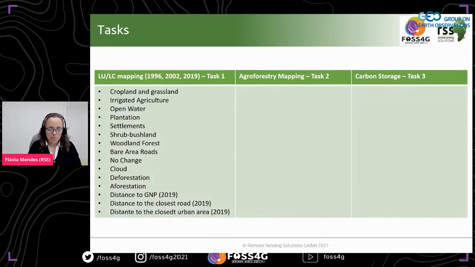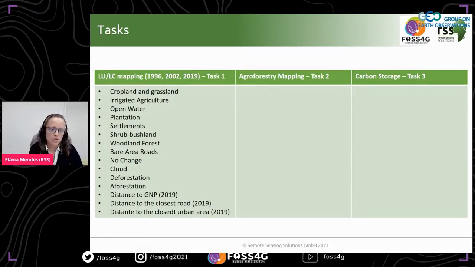So now I'm going to talk about this first task. We were mapping many different land uses. As you can see, normal forests, agriculture, and also distances, because sometimes you have to understand, for example, that if you have a national park around the region, the probability of having less deforestation is of course a little bit higher because the park is usually protected. So you can see that at least in the border of the park, you should have less deforestation.